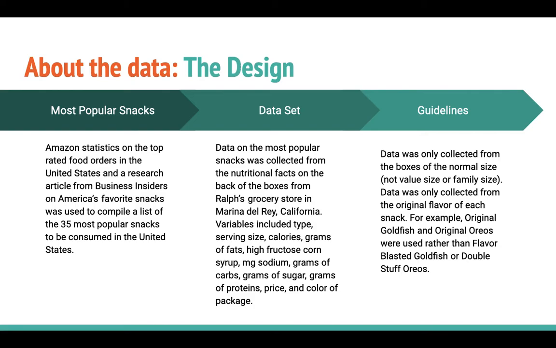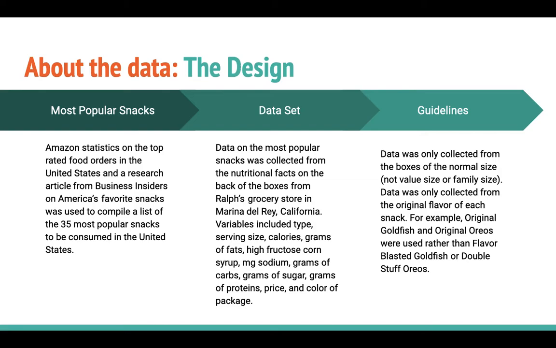Second, we needed to compile our data set. So using these 35 most popular snacks, we collected data from the nutritional facts on the backs of these boxes from the Ralph's grocery store in Marina del Rey. In our data set, we included variables such as type, serving size, calories, grams of fats, presence of high fructose corn syrup, milligrams of sodium, grams of carbs, grams of sugar, grams of proteins, price, and color of the package.